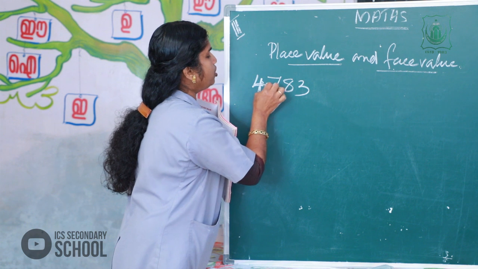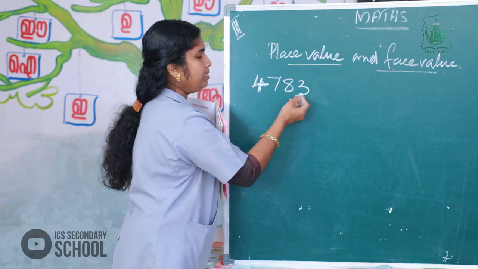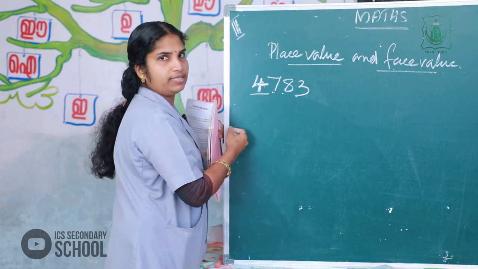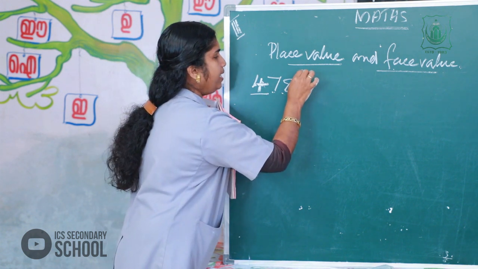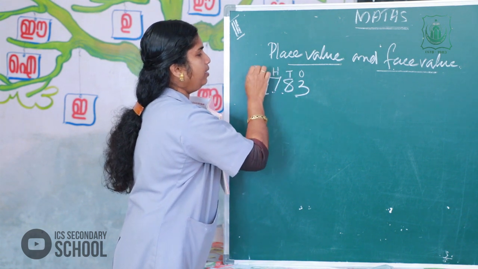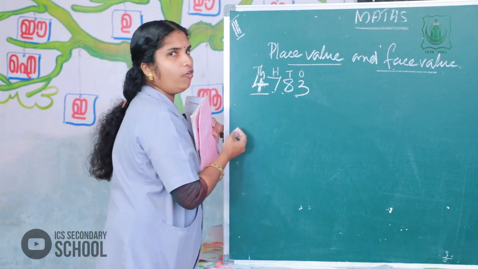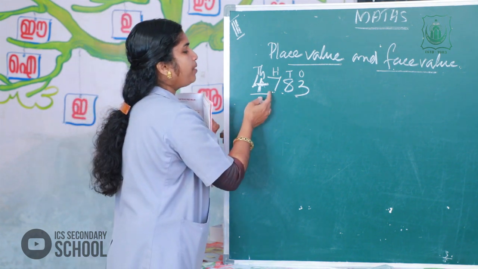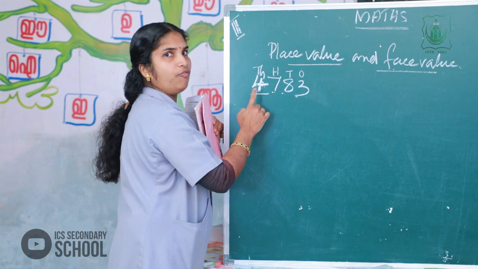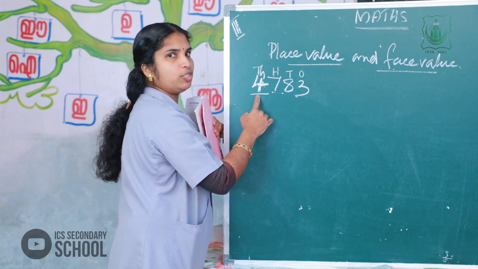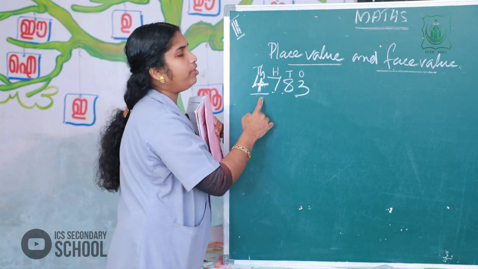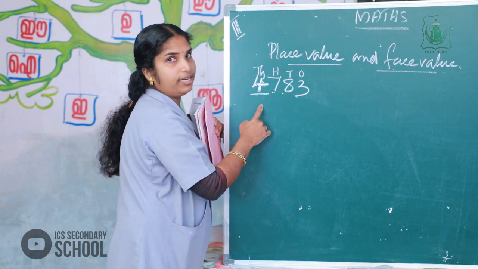4 is in which position? 1 place, 10 place, 100 place and 1000 place. This is a 4-digit number. So the place value of 4 is 1000 place, 4 in 1000 place. So we write it as 4000.